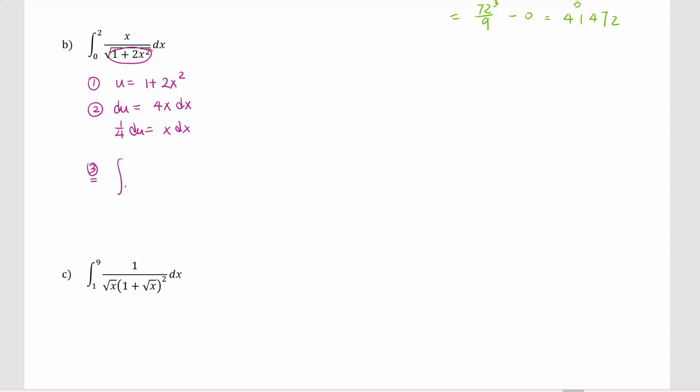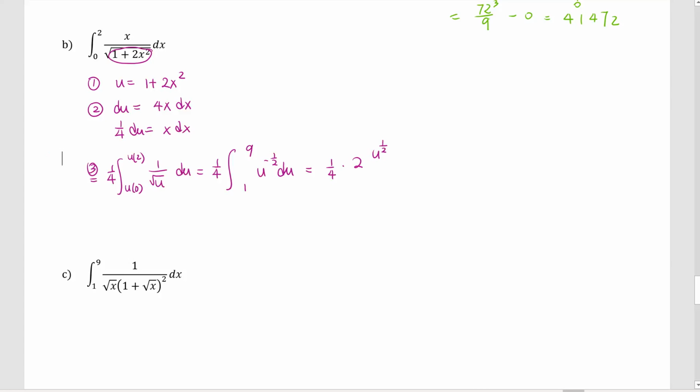Then let's put it in. My integral goes from u of 0 to u of 2. x dx is 1 over 4 du, and we have 1 over the square root of u. What is u of 2? That's 1 plus 2 times 2 squared. 2 times 2 squared is 8, 8 plus 1 is 9. And u of 0 is 1. So we have u to the -1/2 du. The integral of u to the -1/2 is u to the 1/2 divided by 1/2, which is the same as multiplying by 2.